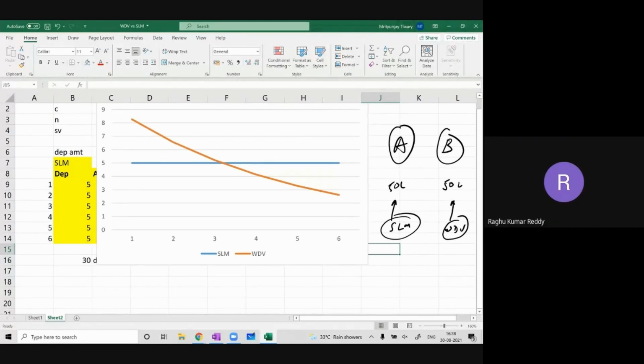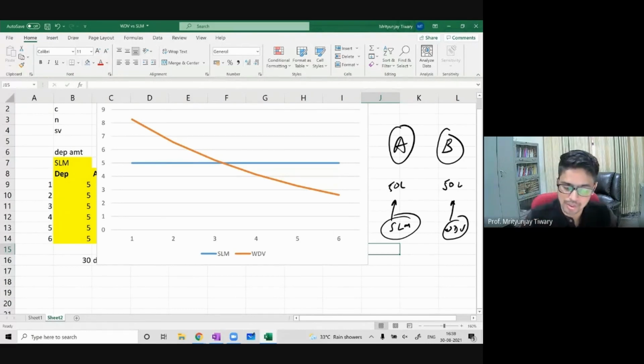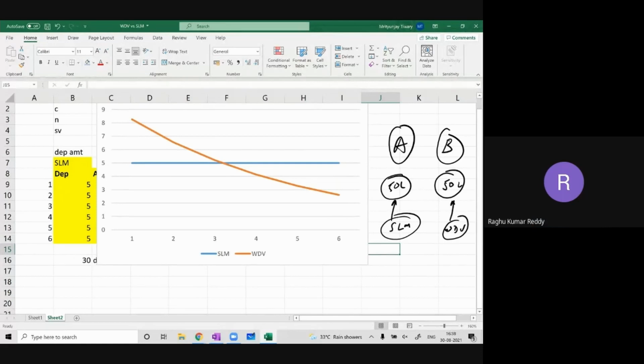Sir, I don't think there could be any difference between WDV and SLM because it's just accumulation till the end of the lifetime. Okay. But one is showing 50 lakh of profit and the other is also showing 50 lakh of reported profit. Depreciation at the end of the day is just accumulation, right? I mean, the accumulation of just 30 lakhs. That's all. That's the depreciation.